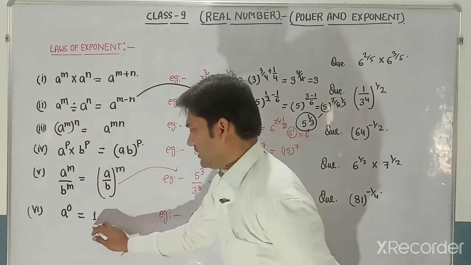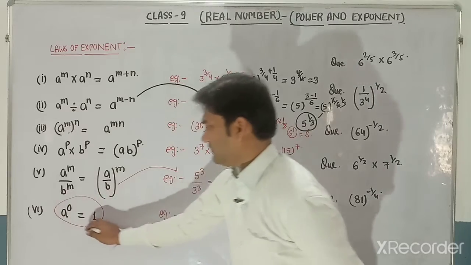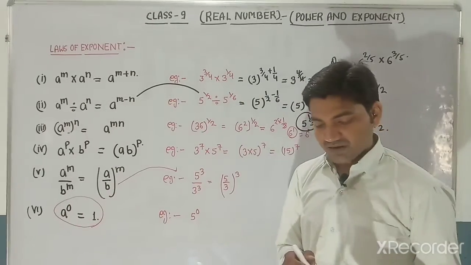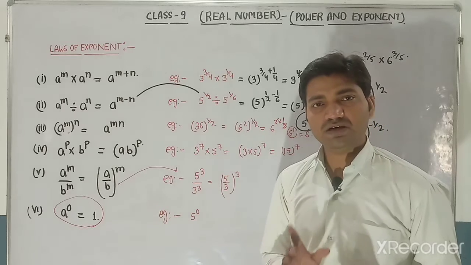Next part is a power 0. If any number's power is 0, then the result will always be 1.